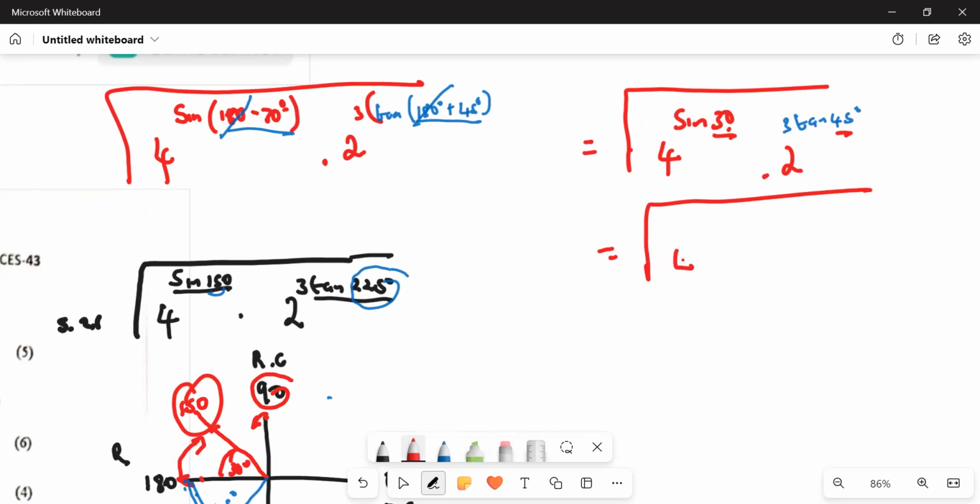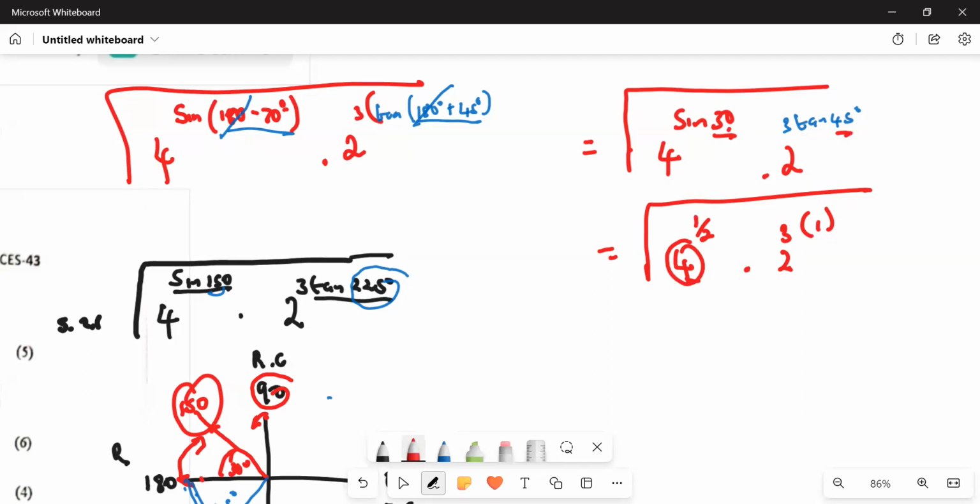Sine of 30, we know this is going to be 4 to the power of 1 over 2. Multiply by 2 multiplied by 3. Tan of 45 is 1 again. And then after that, because we are dealing with exponents, if you really want to show them that you know what you are doing, 4 is not a prime base, so you will have to change 4 into a prime base.